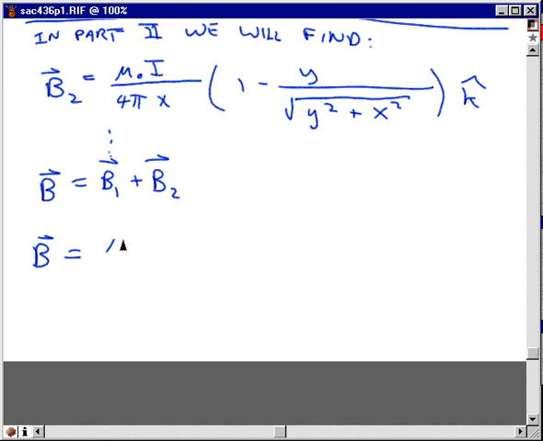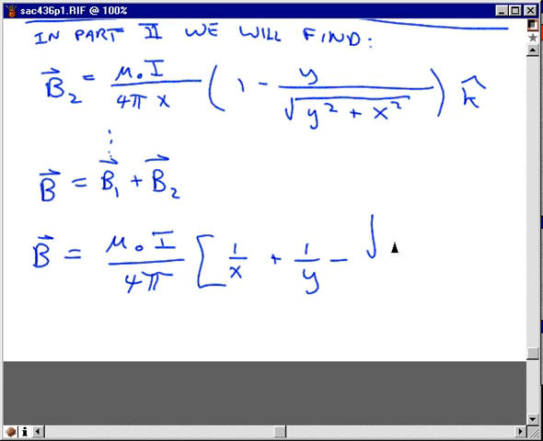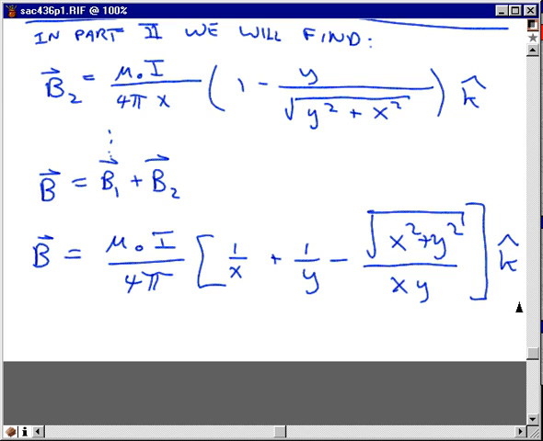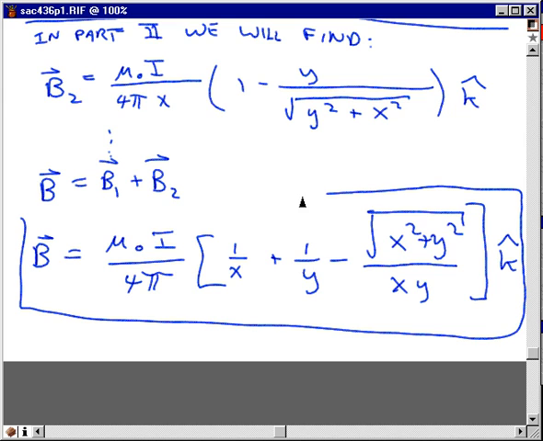and once we add them together, we're going to find out that the total can be expressed as mu0I all over 4 pi times 1 over x plus 1 over y minus the square root of x squared plus y squared, all divided by xy. And again, this whole vector is in the z direction, so all multiplied by the k hat. So this will be our final answer after we finish up part 2.